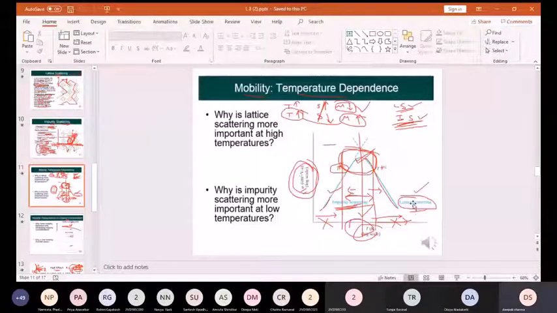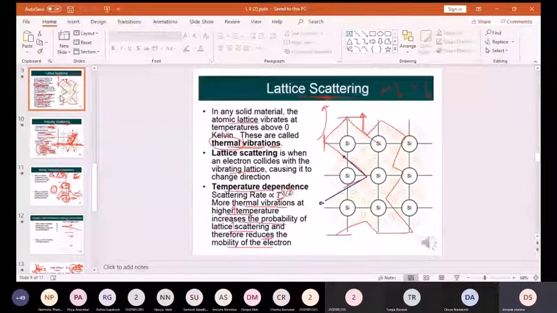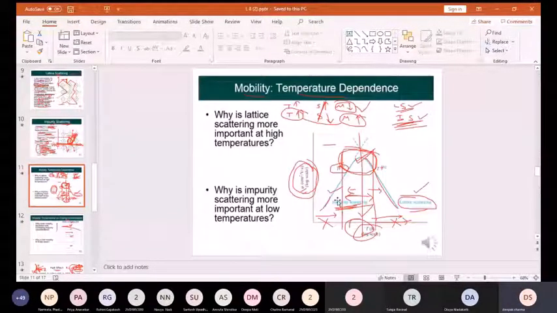Why? Because in lattice scattering, as the temperature increases, the mobility will go on decreasing. Why? Because more number of electrons will be getting energy and they will be colliding amongst themselves. So finally, it will be reducing the mobility. Here, this graph is telling that at lower temperature, mobility is low due to impurity scattering, and even at high temperatures, the mobility is low due to lattice scattering. The maximum mobility we get is at the optimum or normal temperature.